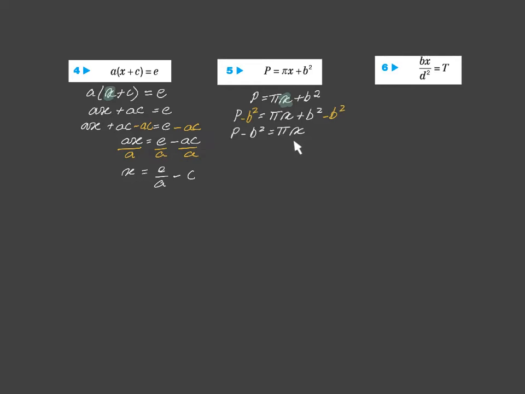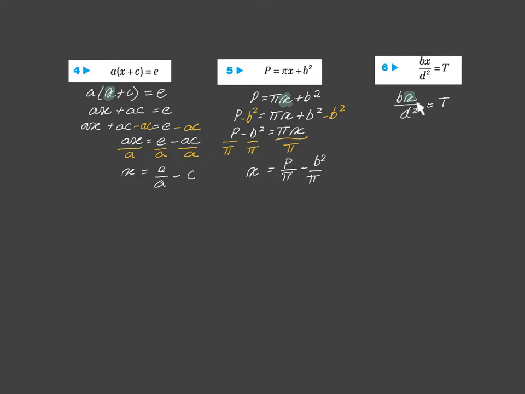Now, on the right-hand side, there's x that needs to be your subject. You must divide by pi to isolate the x. On the left, you divide both terms. So it's p over pi minus b squared over pi. On the right is equal to pi x divided by pi. I'm going to write the right-hand side down first so that x is the subject. Pi divided by pi is 1. X is equal to p over pi minus b squared over pi.